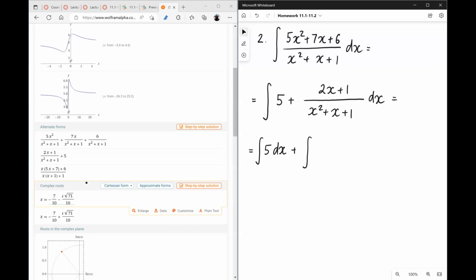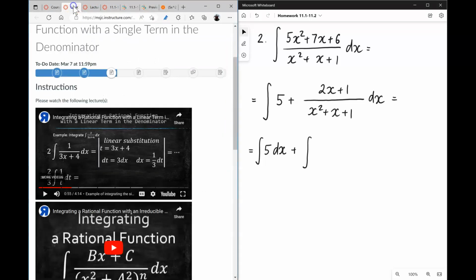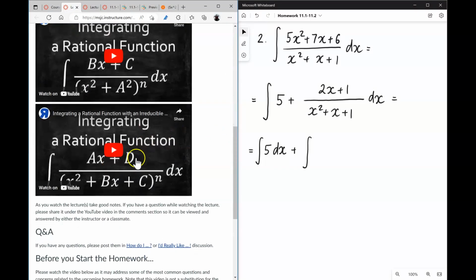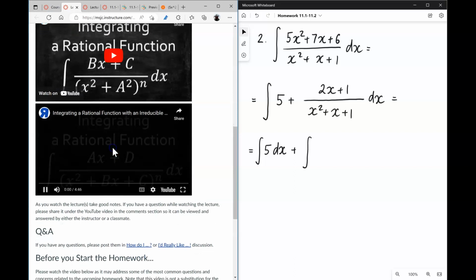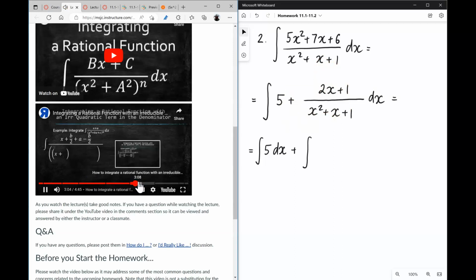And now for the second one, as I'm writing it, I'm recognizing that it's one of the basic rational functions. And we covered it in this lecture. So I'm looking at the denominator. It's an irreducible quadratic trinomial. And this problem, the way it looks here, fits this template right over here, right?